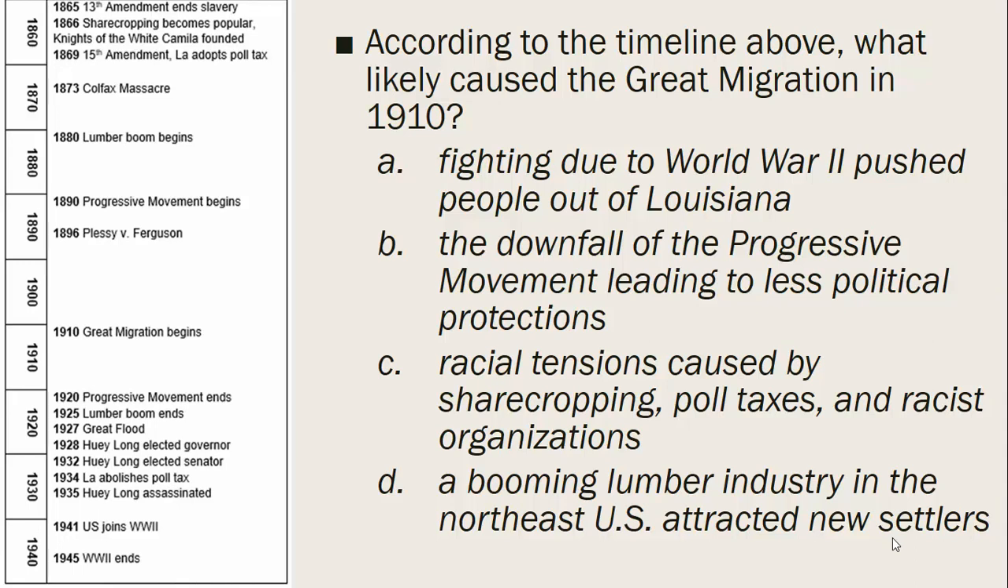And let's review. So the reason why the Great Migration happened around 1910, and we see that right around here, we could use our prior knowledge, but we can also use the timeline. Everything that comes above the Great Migration right here are things that have happened before the Great Migration. We know the earliest events are here at the top, and then as we move down, we get closer to the present. So the reason why the Great Migration happened was C. Racial tensions caused by sharecropping, poll taxes, and racist organizations pushed them out of the South.